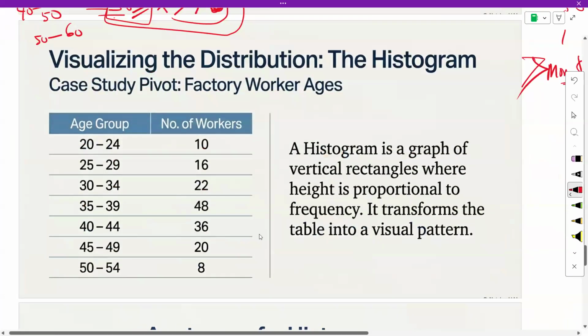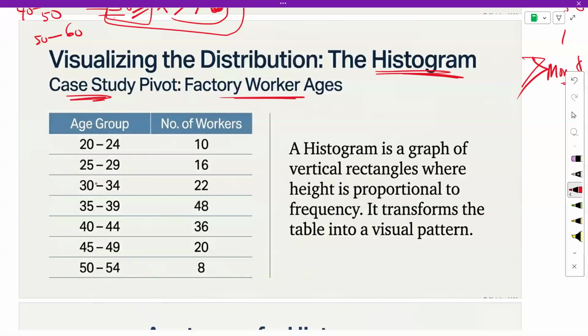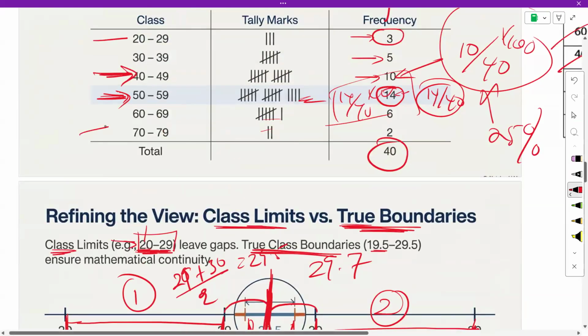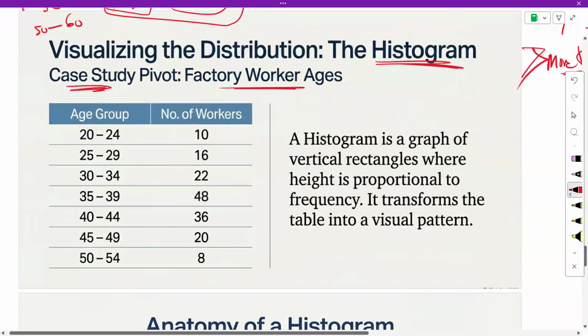Visualization. Now we look at how to visualize the data, especially grouped data. We normally use a histogram. Here, case study: factory workers' age. This is a different case from the earlier one about bank account balances. This is a new case. The data is about factory workers, their age, and the number of workers in each age group.